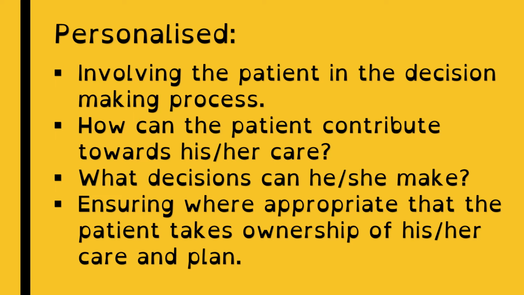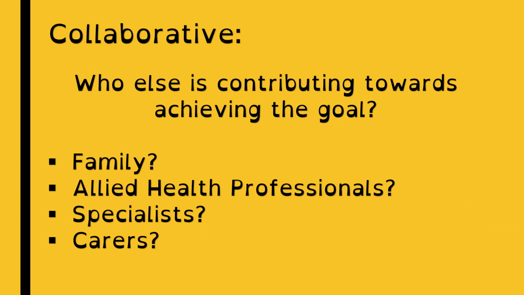It's important to assess a patient's ability to make decisions themselves. They may have a neurological or psychological impairment and rely on the advocacy of healthcare staff or family. In rare instances, the local authorities can also provide an advocacy service. Achieving a goal should be a collaborative approach. Who else can contribute towards achieving the goal?